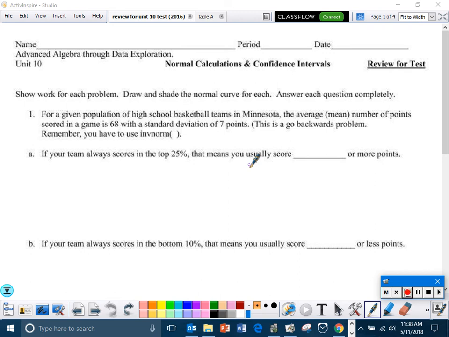So show work for each problem. Draw and shade the normal curve for each. Answer each question completely. Number 1.